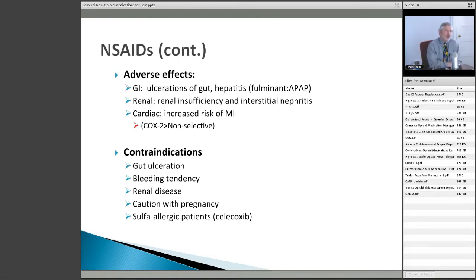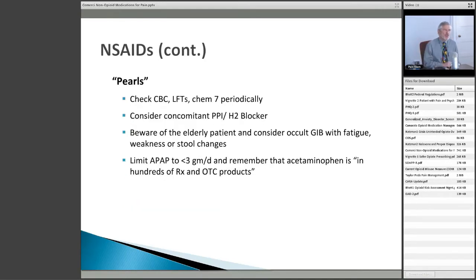So contraindications: these medicines are often used when they shouldn't be used. They shouldn't be used in patients with active peptic ulcer disease. They shouldn't be used in patients that have bleeding tendency. That means patients on anticoagulants should not be using these drugs. They should not be used in patients with renal disease. You need to be cautious during the 3rd trimester of pregnancy. And with celecoxib, Celebrex, you need to be careful. They have a mild interaction with sulfa-allergic patients.